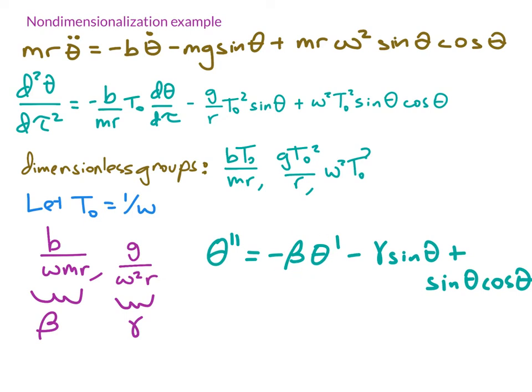In the case where theta double prime is quite small relative to beta theta prime and these other terms, then I might actually neglect this term. In that case, I would say acceleration was negligible, and I could treat this as the type of first-order system that we're familiar with.